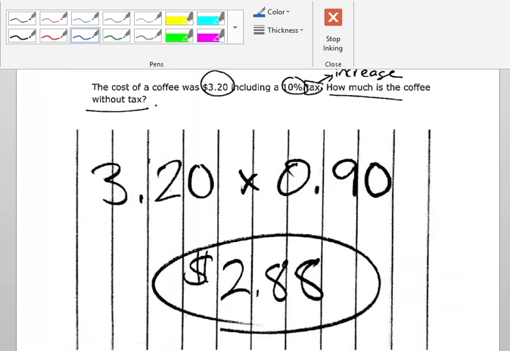So the cost of the coffee was 320, great, circling the numbers, including a 10% tax, great. The student labeled increase. I wish there was a bracket here. How much is the coffee without tax? And I think it's really important to label this too. So I would put here, this is what I'm looking for, is original or pre-tax. Okay. And the other thing that this student does not have is an OPN chart.